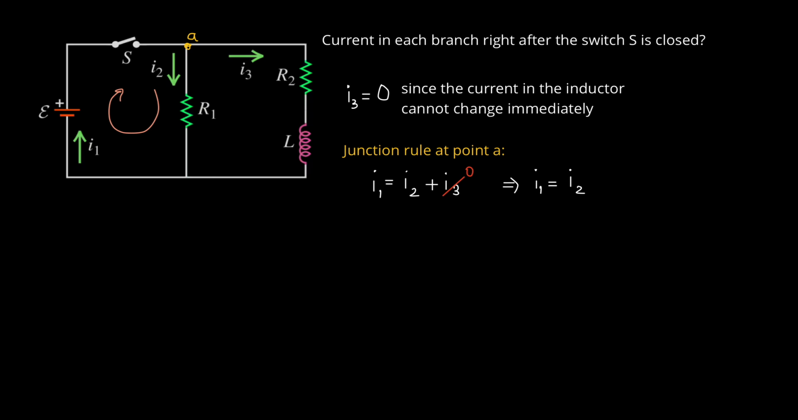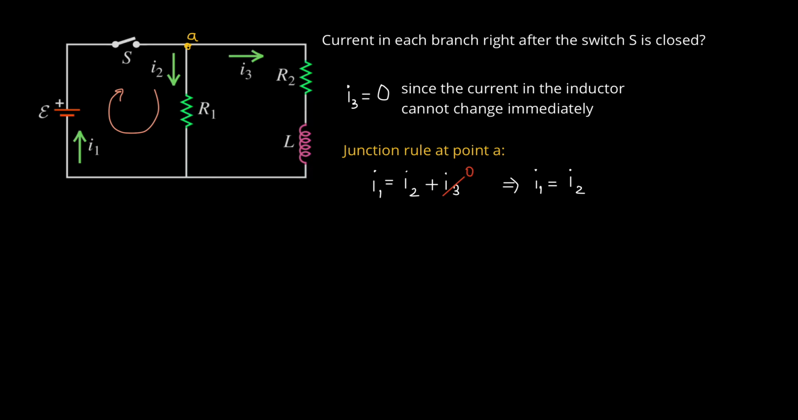According to the junction rule, current going into a junction has to be equal to the current going out of the junction. Into the junction we only have I1, and out of the junction we have I2 and I3, so I1 equals I2 plus I3. We have already determined that I3 is equal to 0, so I1 is equal to I2. So that's the same current on those two branches, I1, I2.